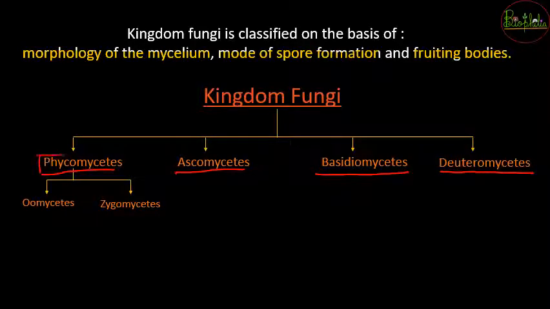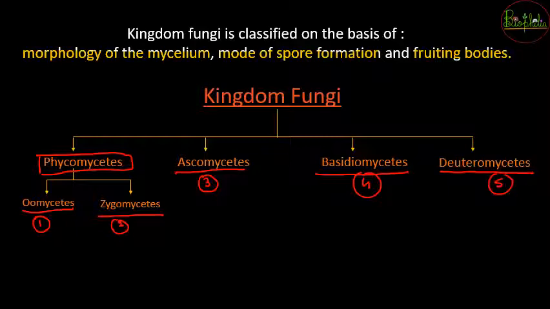अब Phycomycetes को भी further divide कर सकते हैं on Oomycetes and Zygomycetes. So our study technique is going to be starting from Oomycetes, then Zygomycetes, Ascomycetes, Basidiomycetes and Deuteromycetes. So on that we will be completing each and every group of fungi in detail. So let's start with the first subgroup, that is Oomycetes.